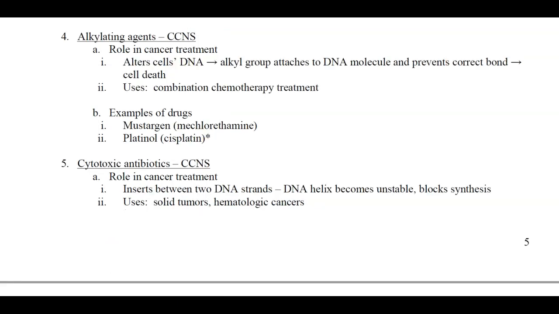Alkylating agents are cell cycle non-specific. So the way it works is by altering the cell DNA, wherein the alkyl group attaches to the DNA molecule and prevents the correct bonding or joining, therefore causing cell death. The uses of these drugs are combination, so it's used for many types of cancers, but this is not usually a standalone treatment. This is often used in combination with other chemotherapy treatment. An example of a drug under this class is Platinol or cisplatin.